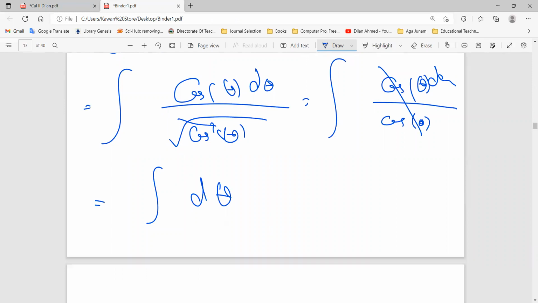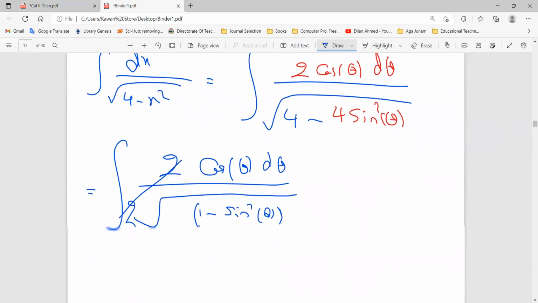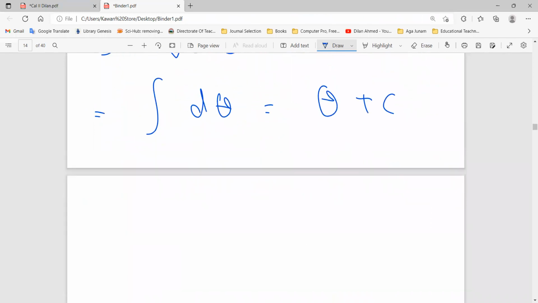Do you have any question? The integral of d theta is equal to what? Just theta plus c. That's the solution. But do not forget about that one. Last part: when you solve the integral with theta, there is no integral.